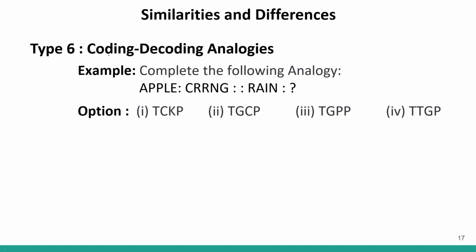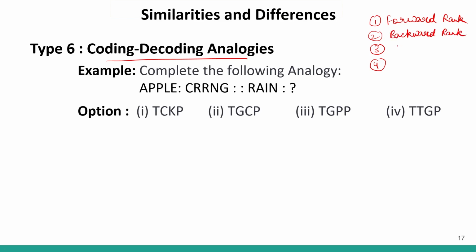Now, coding-decoding analogies. This will also use the same concepts that we discussed, that is forward rank, backward rank, then opposite letters, and then the concept of loop. So it will use the same things. Now, we have to treat each element coded as a different element. And this is the first pair, and we have to find the second missing pair.